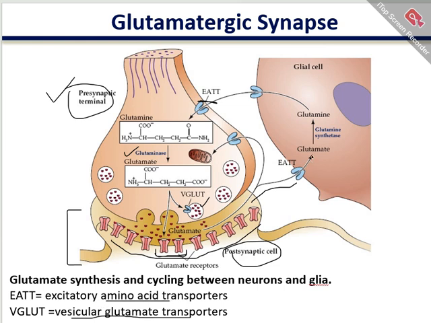It takes up glutamate into the glial cells. This is a very important function performed by the glial cells shown here, and then glutamate is converted again into glutamine and comes back to the presynaptic terminal. So this cycle goes on. This is a very brief overview of glutamatergic synapse physiology.